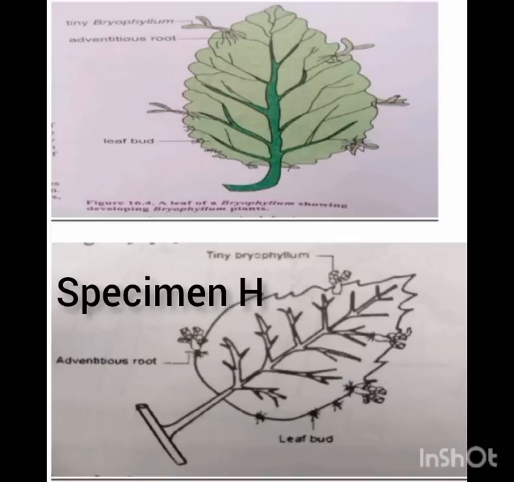Then the significance of it is vegetative reproduction. The biological significance is that it can photosynthesize. Characteristics of the parent plant are preserved. Then it has a storage organ. It stores water, mineral salt, etc. So that is that on the bryophyllum.